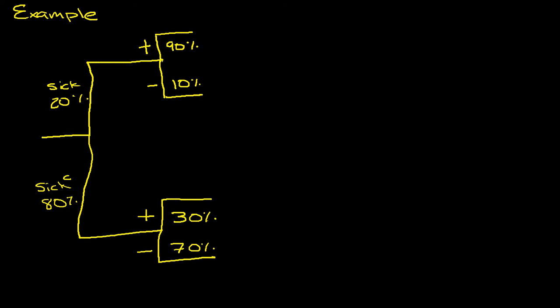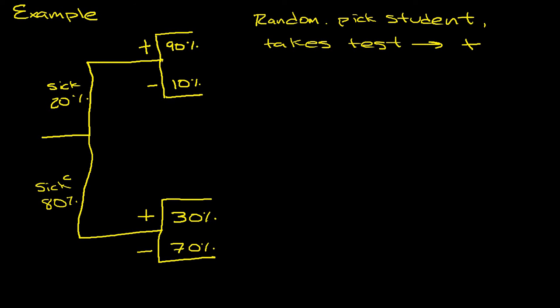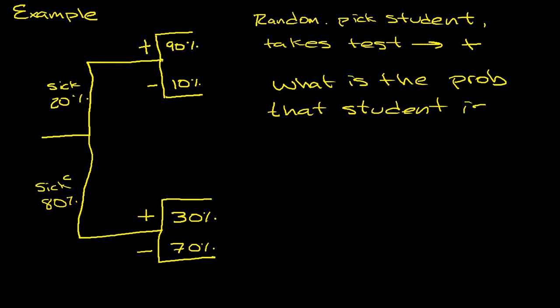So after knowing this situation, what is the probability? Let's say that we randomly pick a student. The student takes the test, and the test comes positive. The results come positive. So the question is, what is the probability that, selecting a random student, and that student taking the test and the test coming out positive, the student is sick? Is actually sick? This is the question.